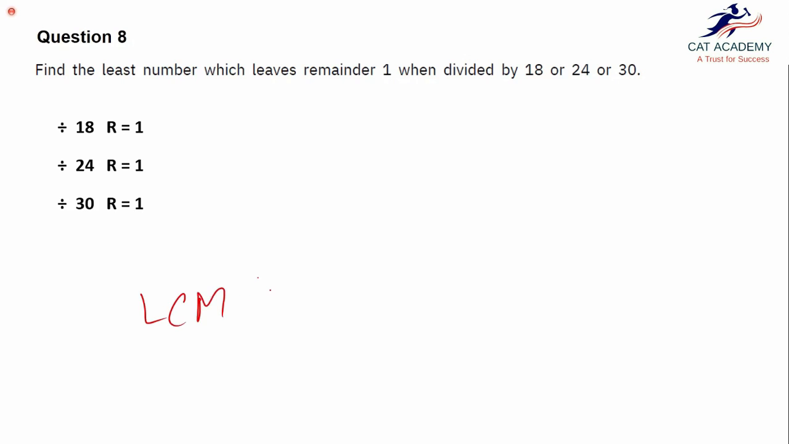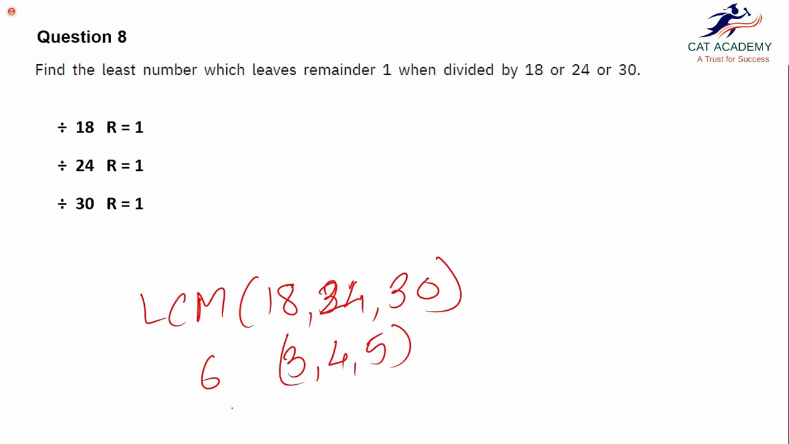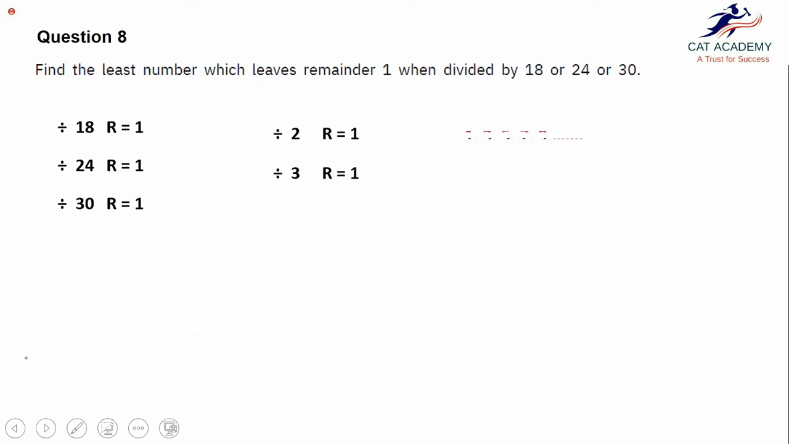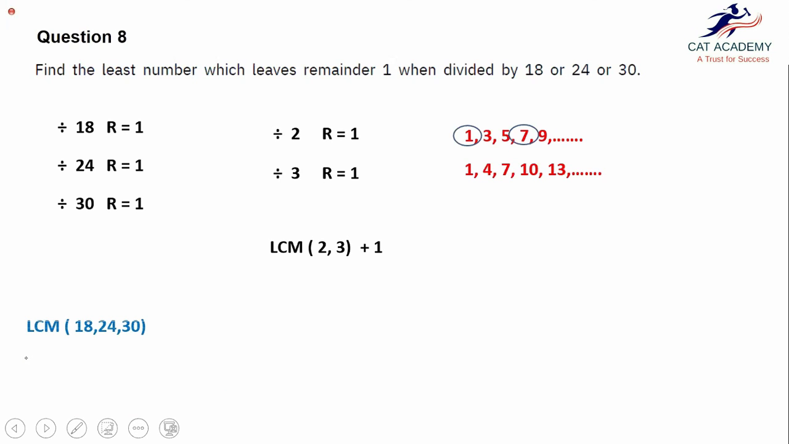So the LCM of 18, 24, 30, we just calculated. What I'll do is take 6 common, I get 3, 4, 5. The LCM of 3, 4, 5 is 60. So 6 into 60, that's 360. 360 is the LCM, and plus 1, so 361. Right?